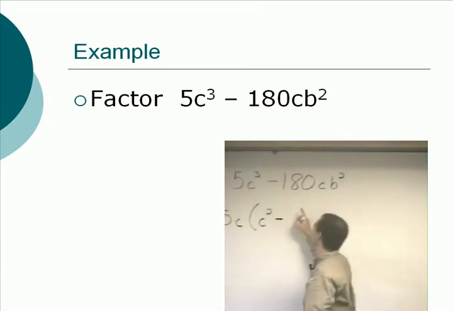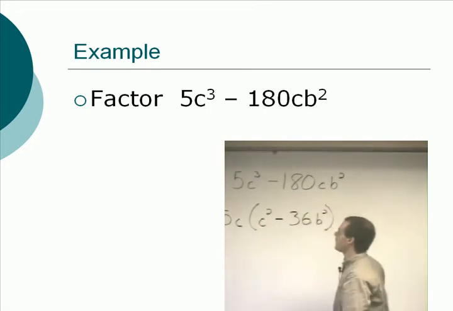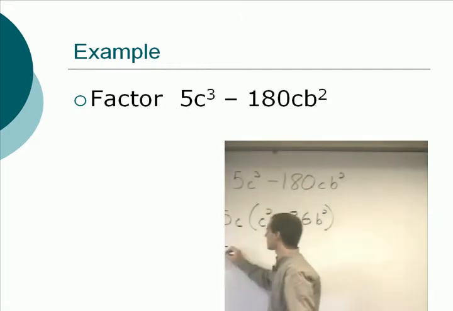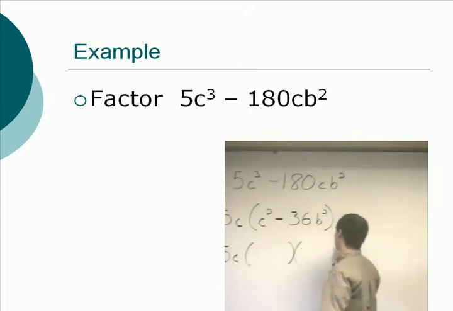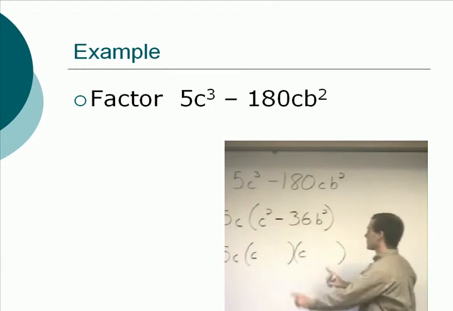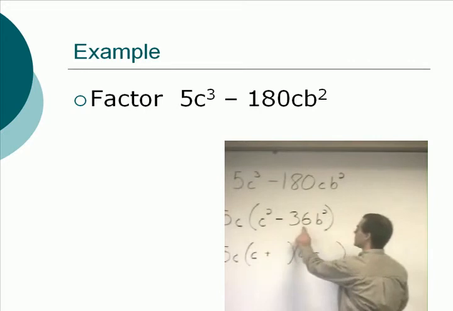C squared minus 36b squared. 5c times c squared minus 36b squared. We got out the greatest common factor. That reveals a difference of squares. So we have 5c times c and c, plus and minus, 6b.